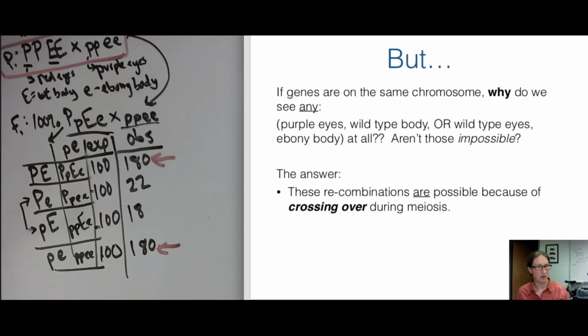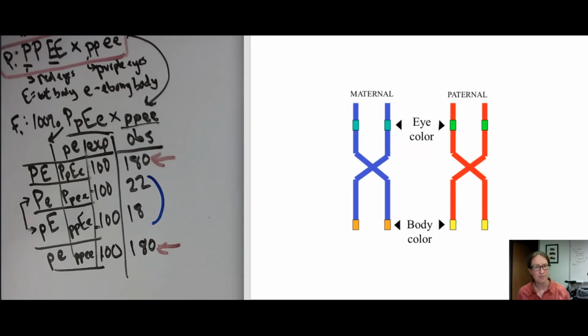This might lead you to a question. So if these two genes for eye color and body color are on the same chromosome, then how is it that we are seeing any of these individuals that have a mixture that are different from the parents? Aren't those impossible? And the answer is they are not, because of crossing over during meiosis. So it's possible to get a recombination due to meiosis.